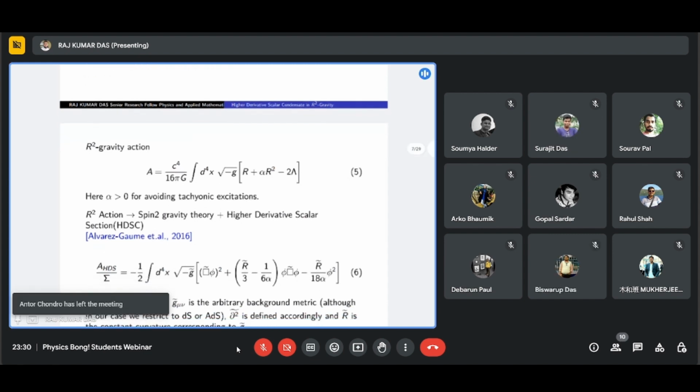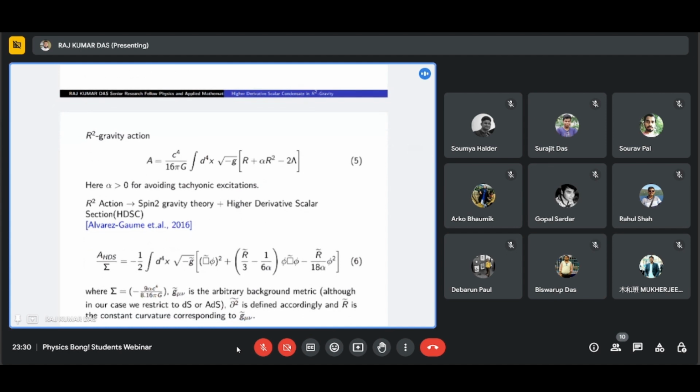And if you break this R square action, or decompose this spin-two gravity theory, you will get a higher derivative scalar sector. Okay, so this is the higher derivative scalar sector, which is named as the action A_HDS.